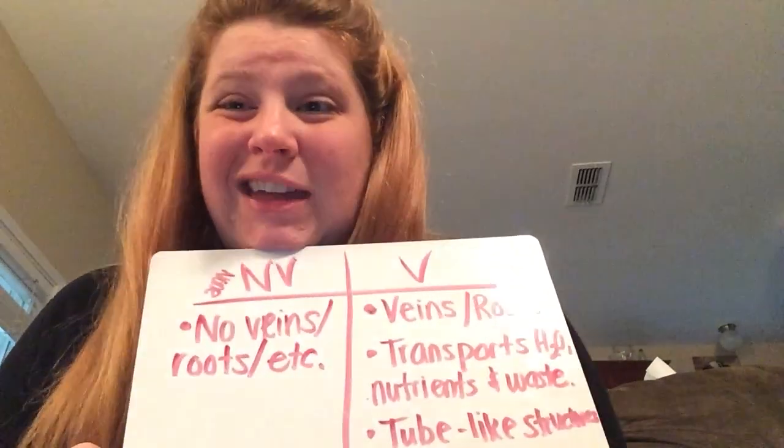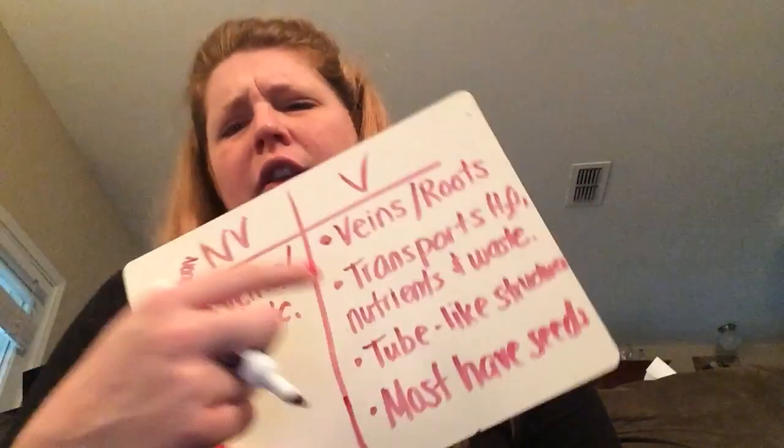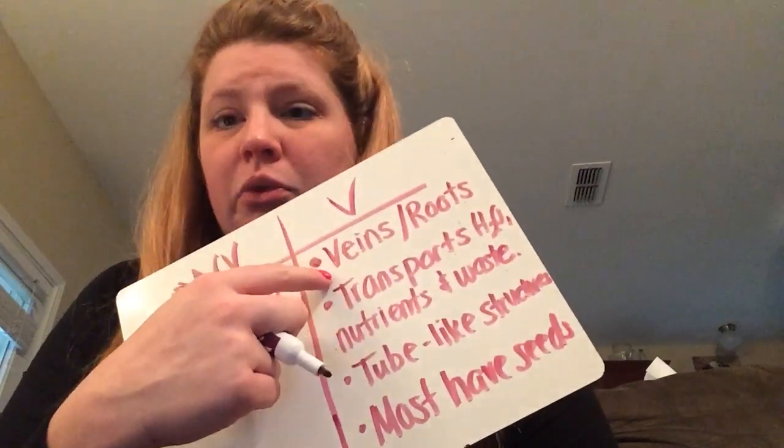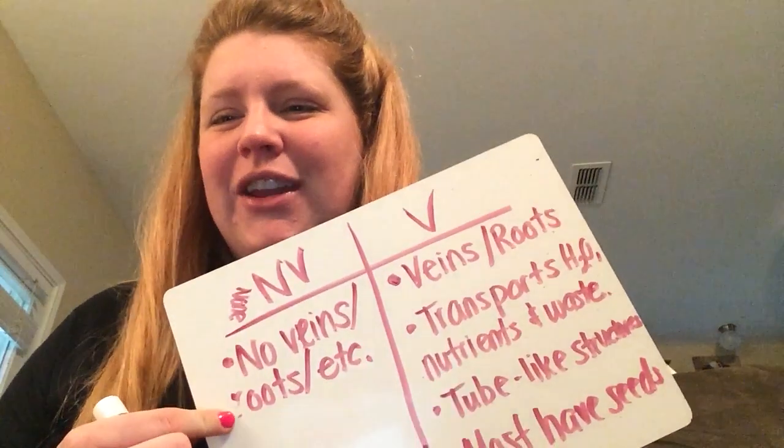So how in the world do they get water and nutrients and waste moved through, huh? If the vascular can use their veins, their roots, to suck up the water, then how do non-vascular do it? It's kind of like a mystery, isn't it? Well, this is where the cool part comes in.